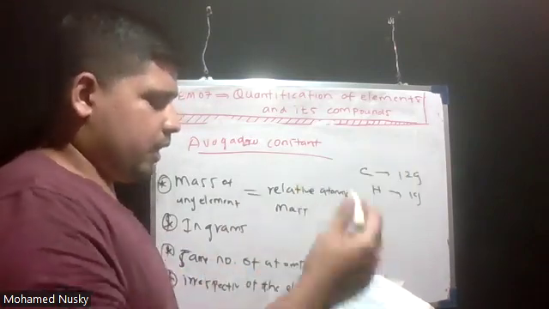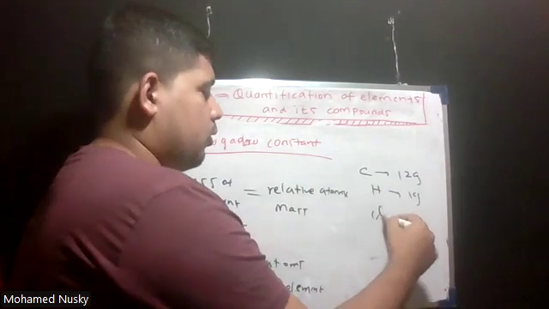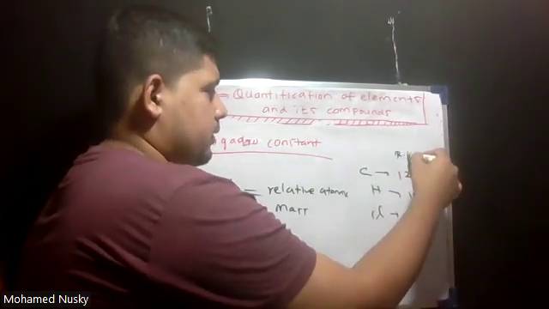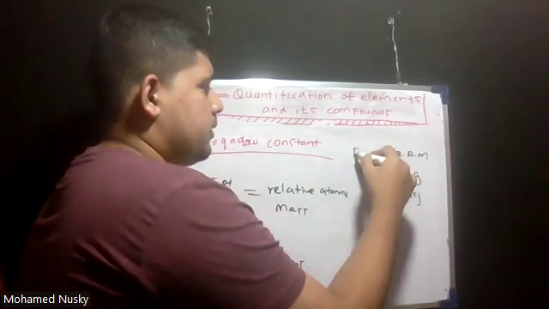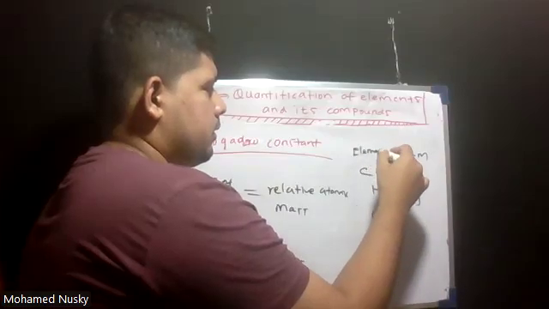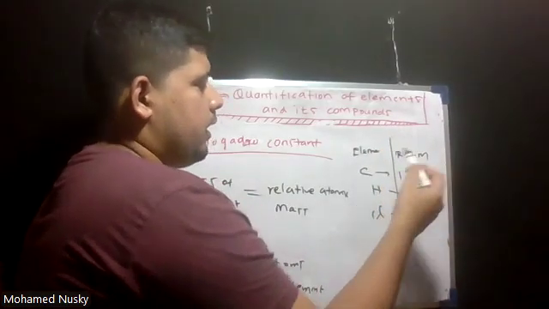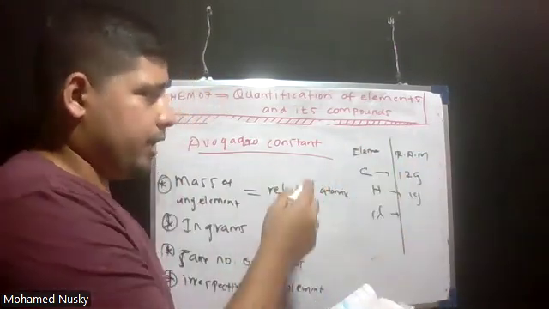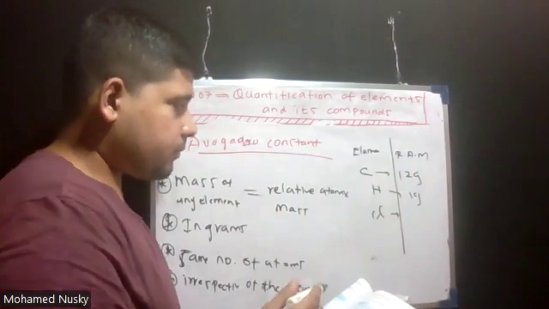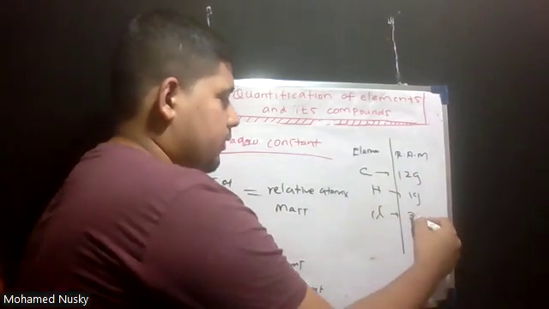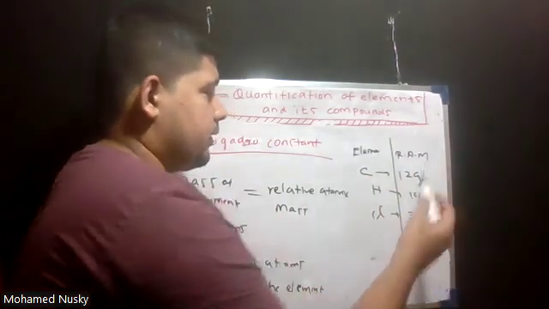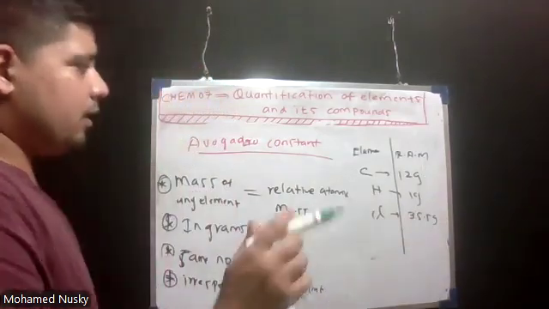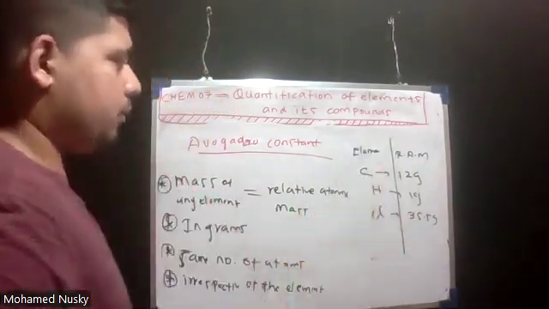Carbon 12 gram, hydrogen 1 gram, and chlorine, I am writing the relative atomic mass. These are the elements and the respective relative atomic mass of the atom of the element. Chlorine 35.5 grams. Let me take it like this. Now, the relative atomic mass of carbon is 12 gram.